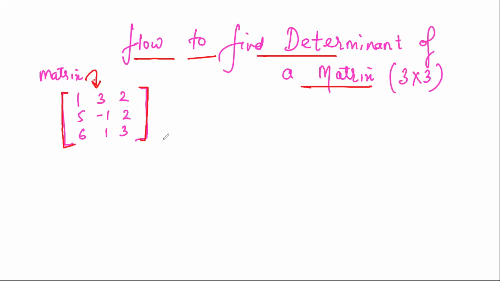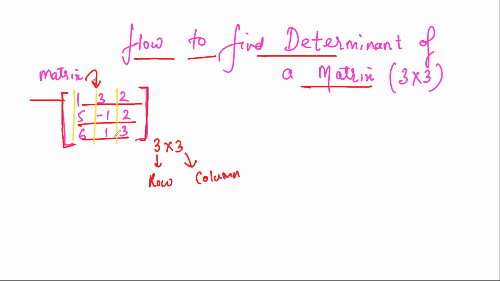Now, what is the order of this matrix? The order of this matrix is 3 cross 3. The first 3 represents the rows, and the second 3 represents the columns, right? Now, what is a row? Row means the horizontal line. So we have 1, we have 2, and we have 3. 3 rows are there, and we have columns also. So columns are 1, 2, and 3. So 3 columns are there.